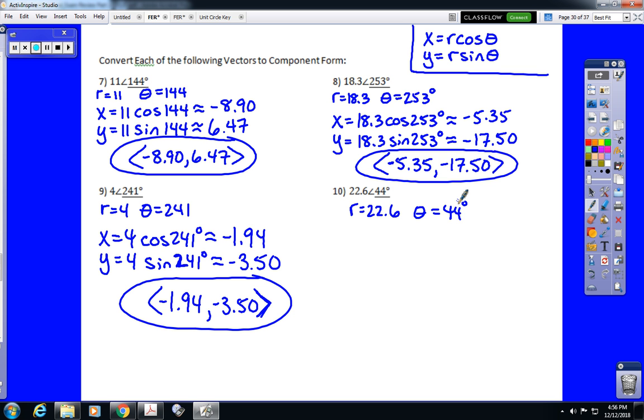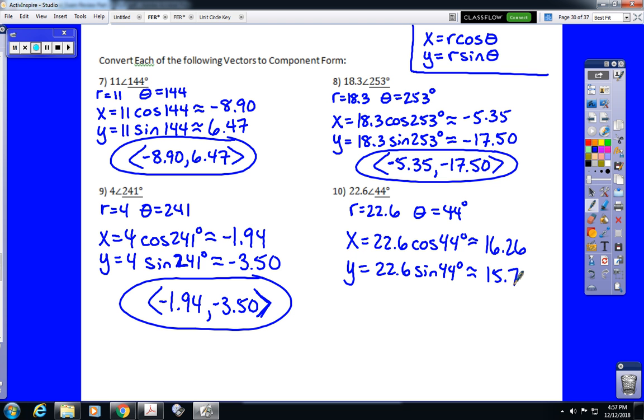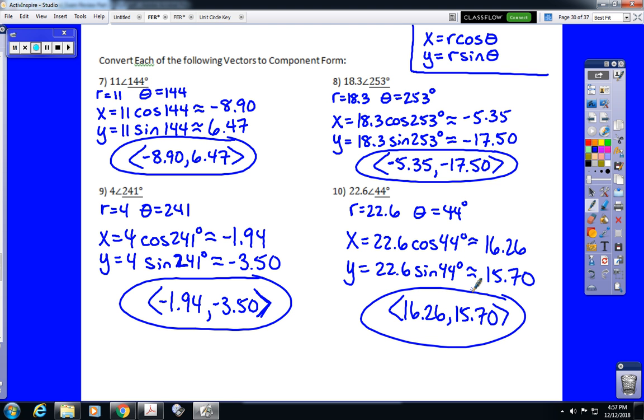And finally, r is 22.6, theta is 44 degrees. Notice that's first quadrant, so both numbers should come out positive. So x is 22.6 times the cosine of 44 degrees. Feed the calculator. That is 16.26, and y is 22.6 times the sine of 44 degrees, or 15.70. So 16.26, 15.70. That does it for page 1 of the supplement.